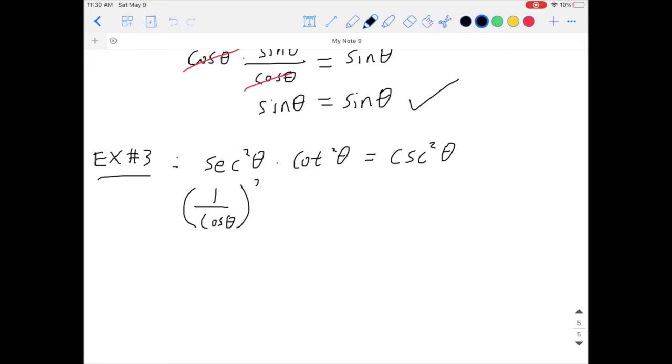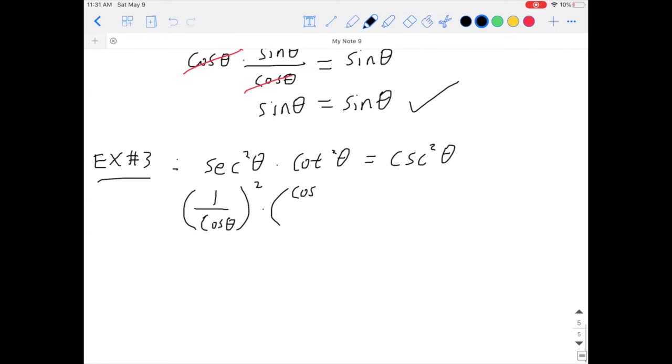And remember the square applies to the outside. It's like 1 over cosine square. This multiplies cotangent, and what we just did about cotangent is it equals cosine theta over sine theta, squared. And cosecant, what we learned, is the inverse of sine. So it's 1 over sine theta square. Oops, let me rewrite this.